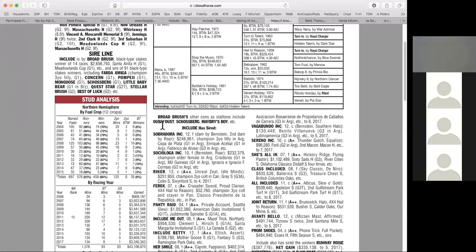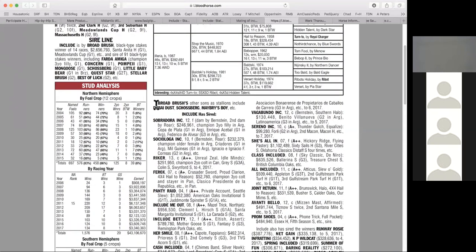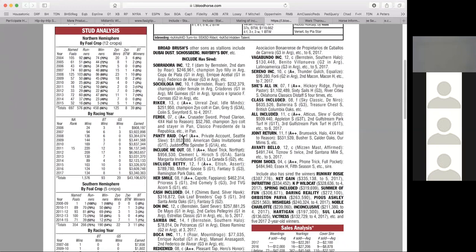That's just something else to keep in mind. As we look at the stallion page, though, it breaks down his results by racing year. He's shuttled a handful of times to the Southern Hemisphere. He was actually the leading sire in Argentina at one point. And you'll notice, if we look at the middle column here, it says "include his sired," and then it lists the names of all of his stakes winners and their earnings, well, the year they were born, their gender.